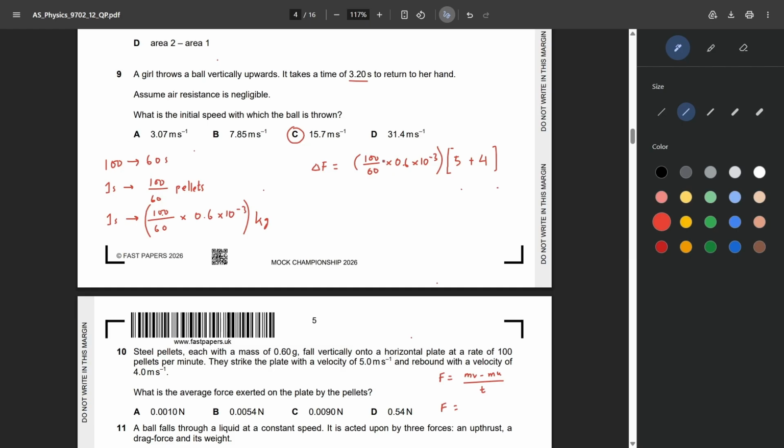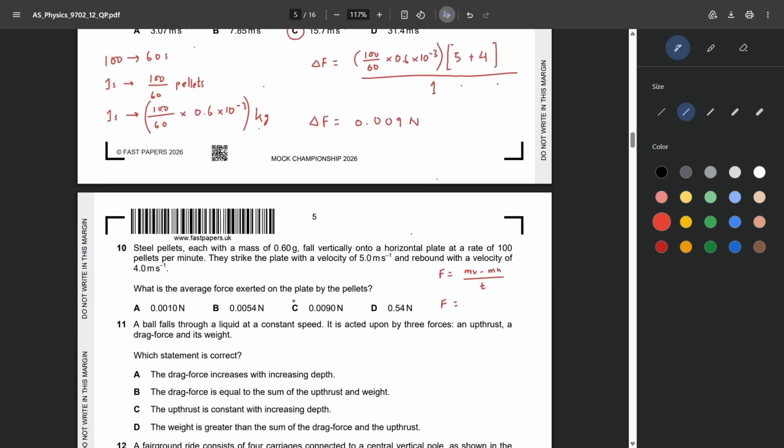So that gives us mass times the change in velocity over time. And since we're assuming the mass dropped on a pellet per second, the time will be 1 second. So the average force exerted on the plate would be 0.009 newtons. So the answer would be C.